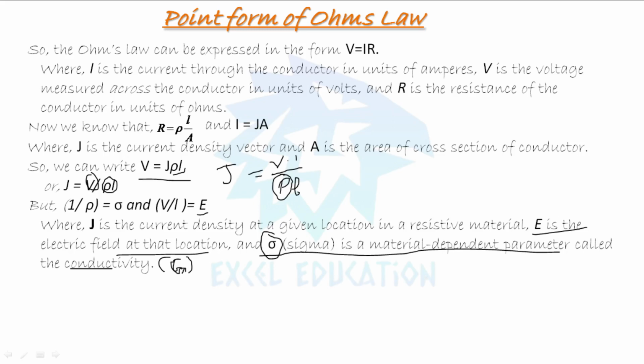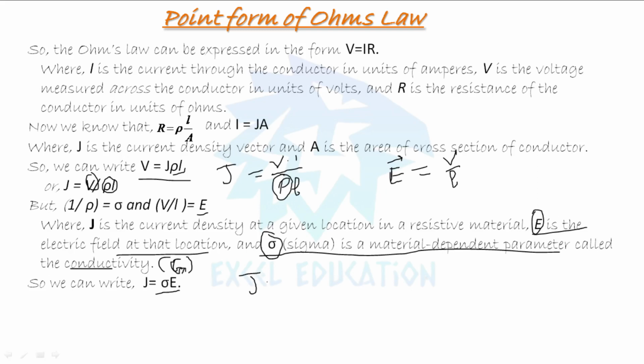We will know about electric field later. Just remember that E equals V by L. E is also a vector. So we can write J equals sigma E, because V by L will become E and 1 by rho will become sigma.